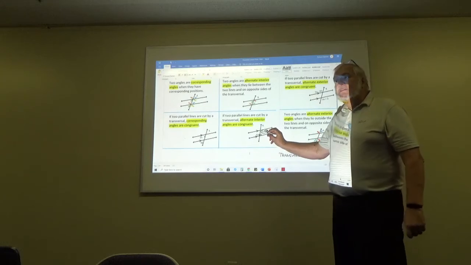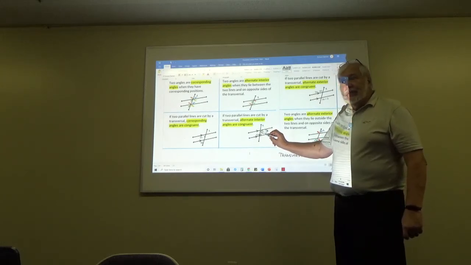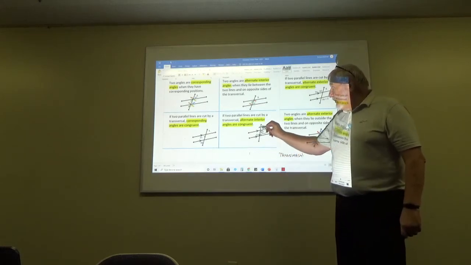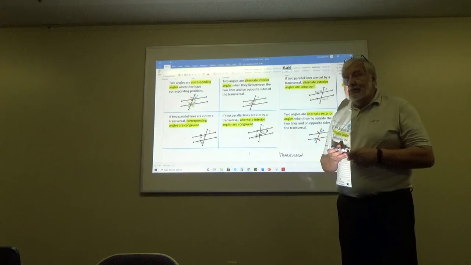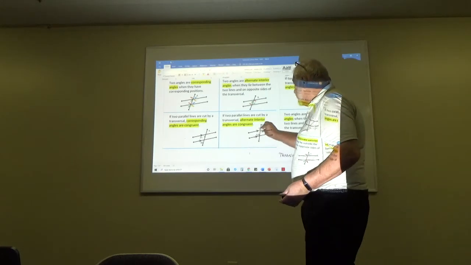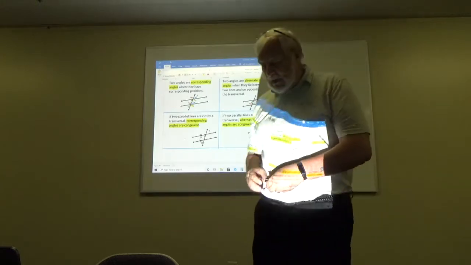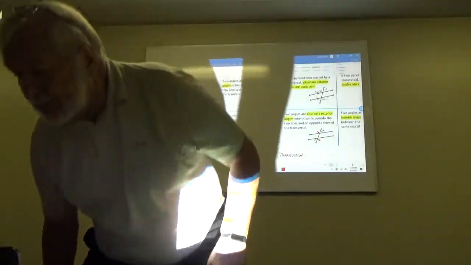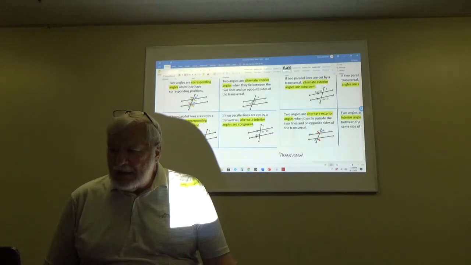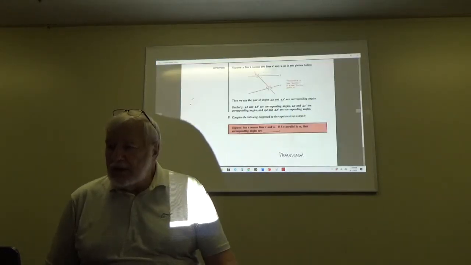Because they are same side where? Interior or exterior? Interior. Same side interior, right? The same side exterior would also add up to 180. So alternating is congruent and same side is supplementary. Okay? All right, now we can go back, hopefully.